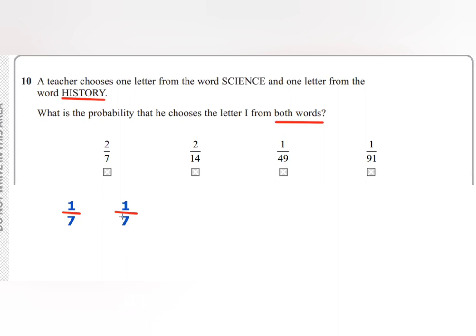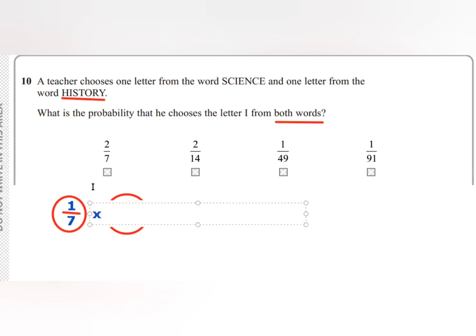Now, as we said, science and history depend on each other because choosing I from history depends on you choosing I from science, because they want both words together. That's why, with dependent events, we take the probability of each and multiply them by each other. This is how we answer questions like these. So when the events are dependent, we have to multiply the probabilities by each other.